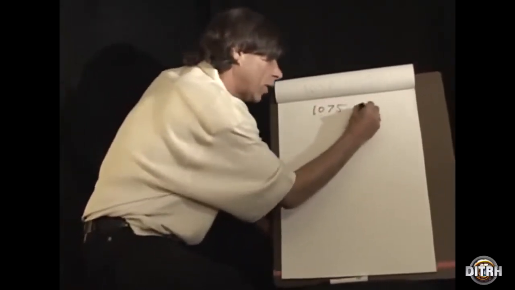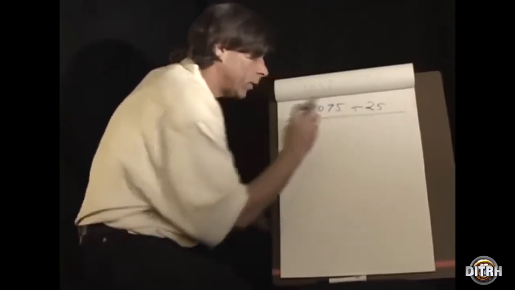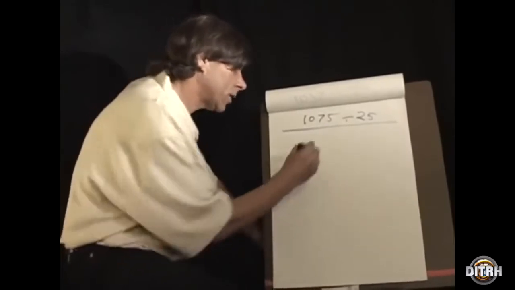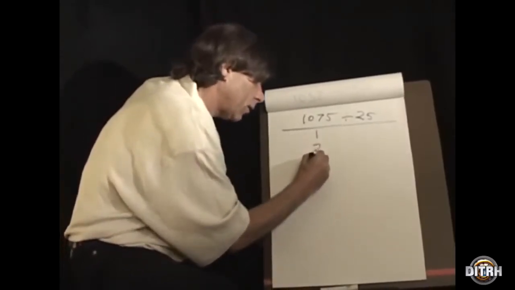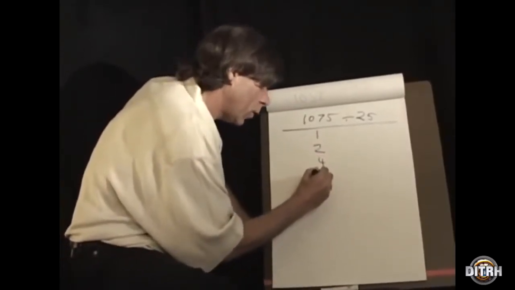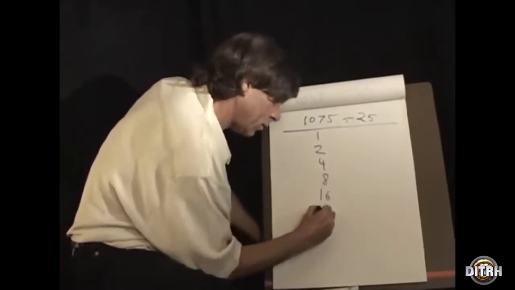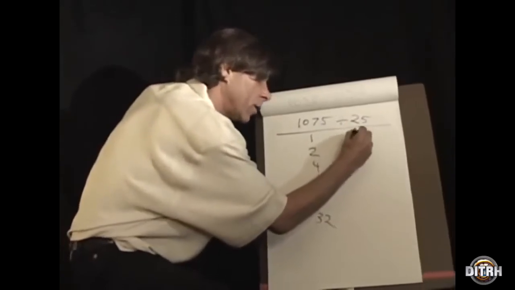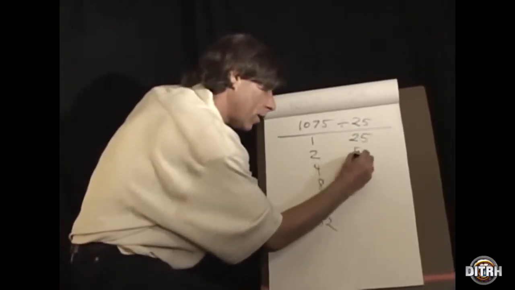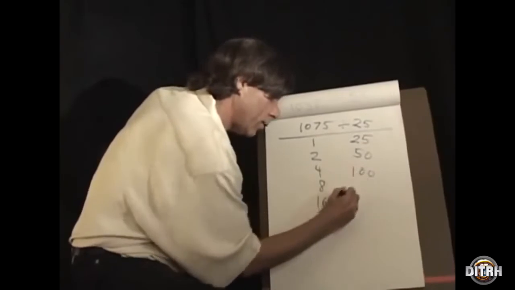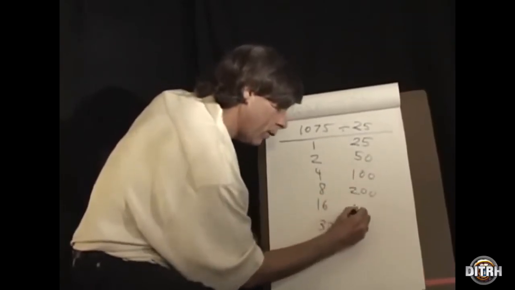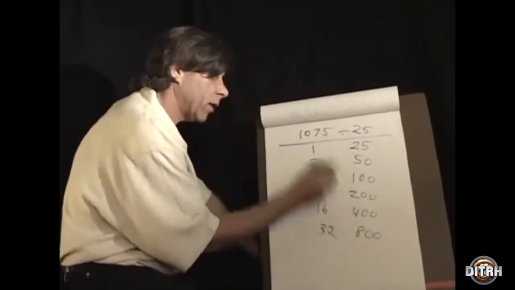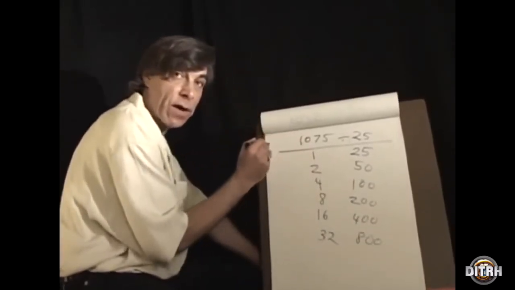So let's say we wanted to divide 1075 by 25. Now, we don't want to use the multiplication table, nor do we want to use any kind of long division. And the way to do it is like this. Simply write out the powers of 2, 1, 2, 4, 8, 16, 32, and so forth. Here again, just the powers, the doubling of 25, 50, double that, 100, 200, 400, 800. I stopped there because if I went further, it's 1600, which is larger than 1075.